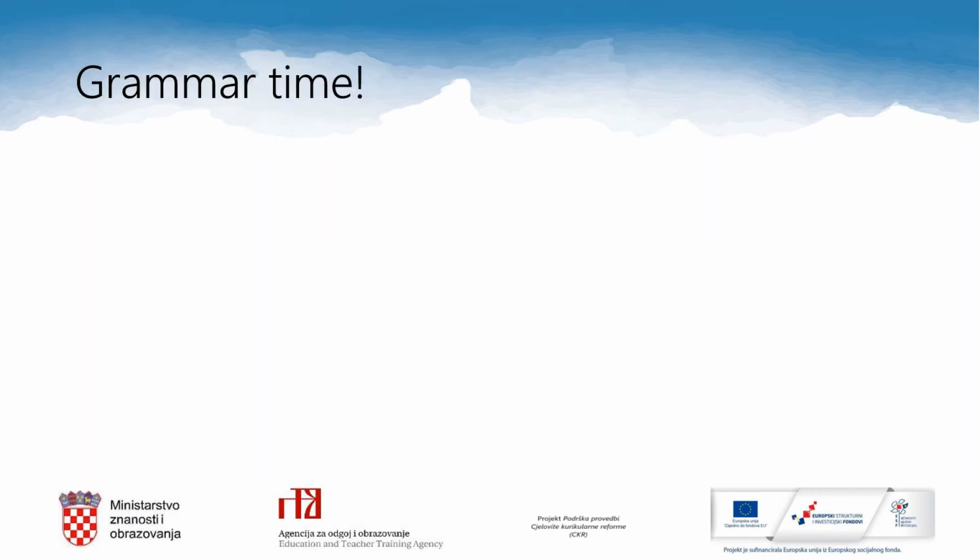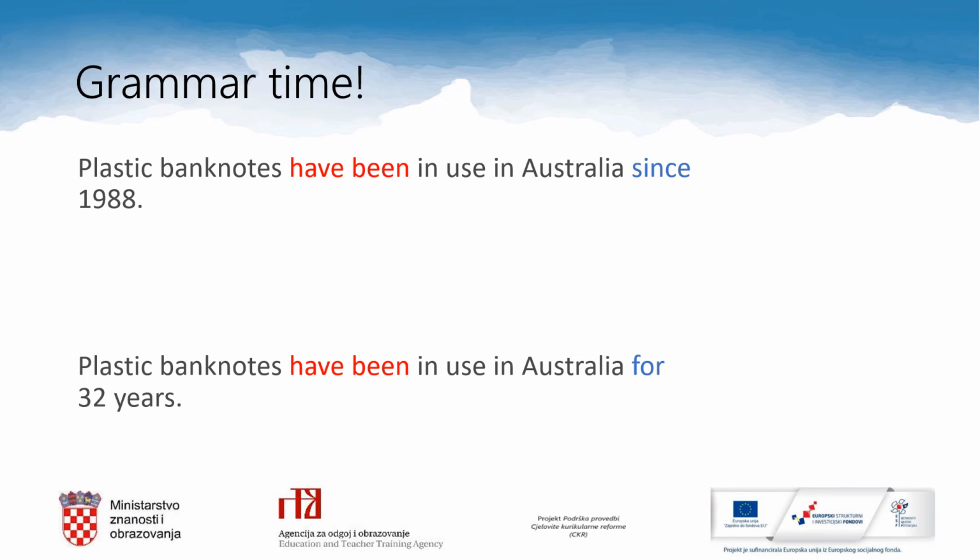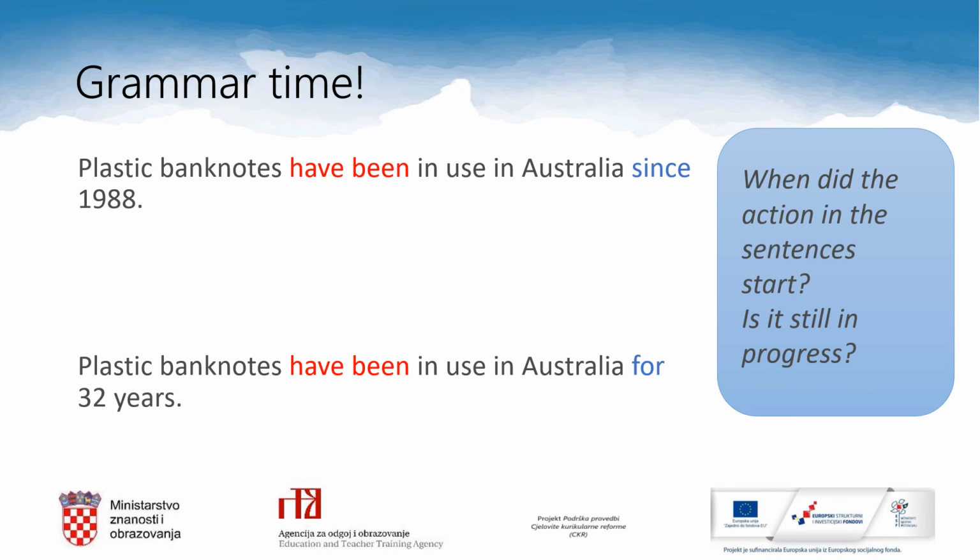It's time for some grammar. Take a look at these 2 sentences from the text. Plastic banknotes have been in use in Australia since 1988. Plastic banknotes have been in use in Australia for 32 years. Is the meaning of these sentences the same? When did the action in the sentences start? Is the action still in progress?